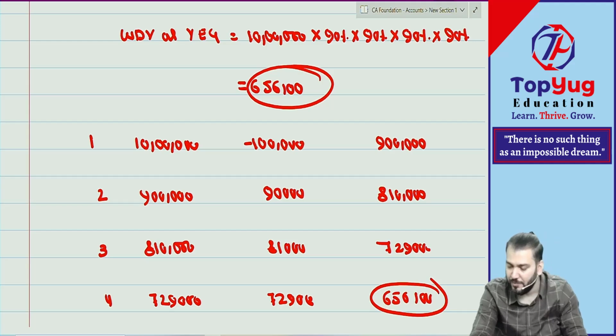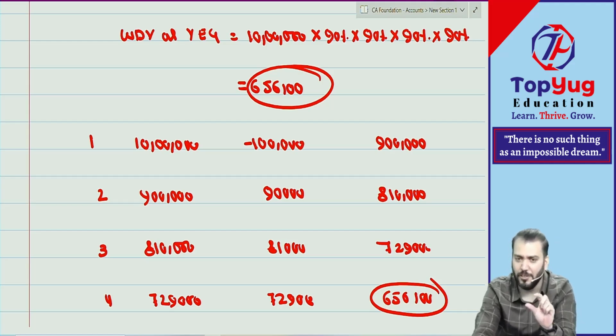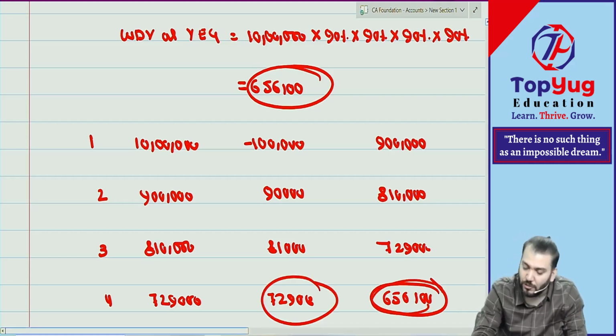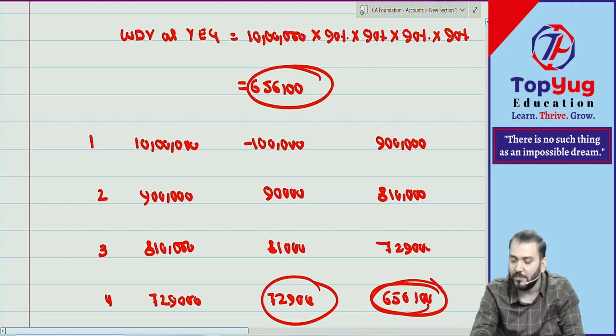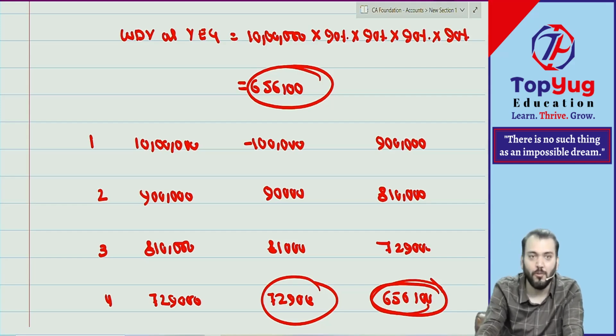Do it in the calculator. I am just helping you with the calculator. Suppose you want to calculate depreciation of the fourth year. You don't want this, you want depreciation of this. So how to calculate in the calculator? 10 lakh. Write down 10 lakh. Calculate. I am just informing you how to use the calculator.